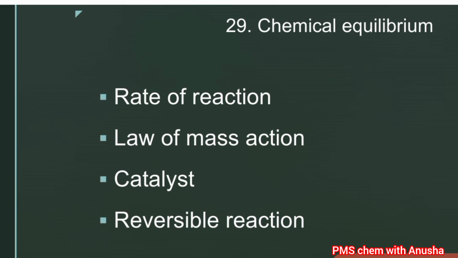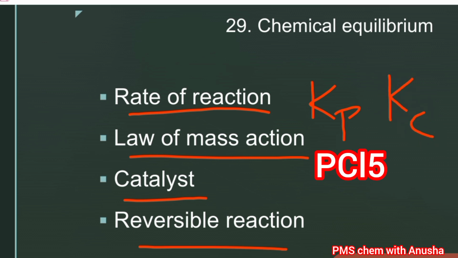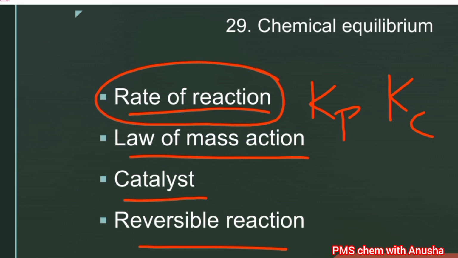Next, 29th unit, that is chemical equilibrium. From this unit, you have to focus on rate of reaction, their definition, example, law of mass action, catalyst, reversible reaction, again definition and example, and also focus on Kp and Kc for PCl5, and also effect of temperature and pressure on rate of reaction.